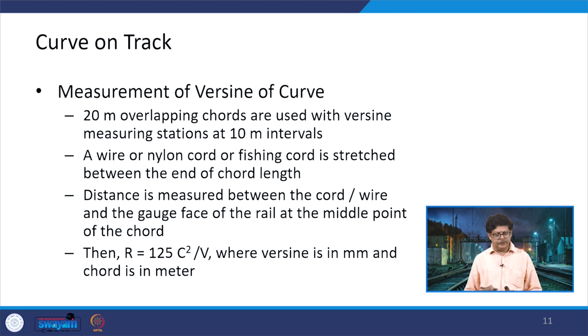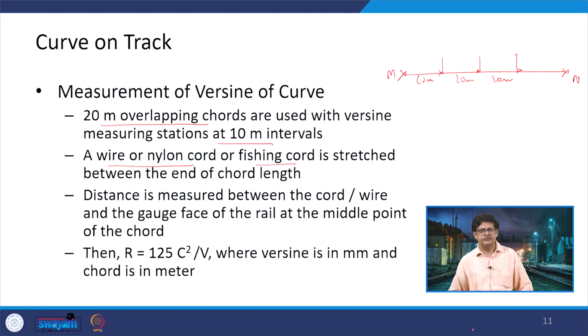Now, another thing which we can consider here is the measurement of a versine. The 20 meter overlapping chords are used where the versine measuring stations are at 10 meter intervals. That means, whatever is the total length is being taken at every 10 meter intervals. So, this is 10 meters, this is 10 meters, this is 10 meters. We are going to take the measurements. And while doing this, we have a wire or a nylon cord or a fishing cord which is stretched between the ends of the chord length. So, if this is the end of the chord length, this one is M and this one is N. I am again correlating it with the previous diagram which we have discussed. So, we just stretch between them.